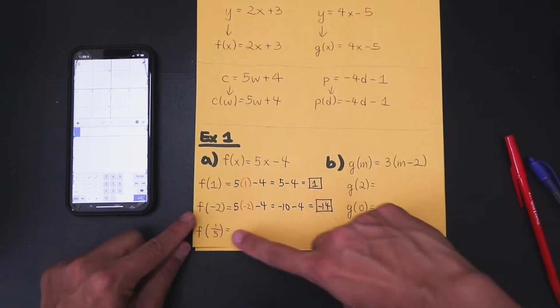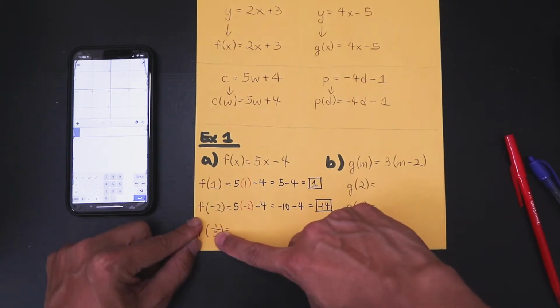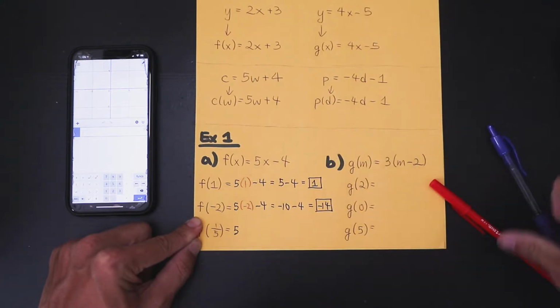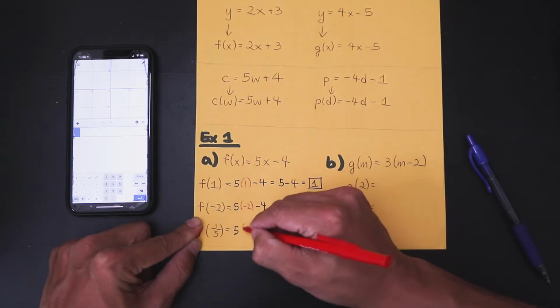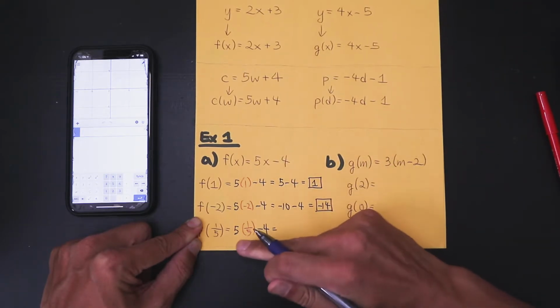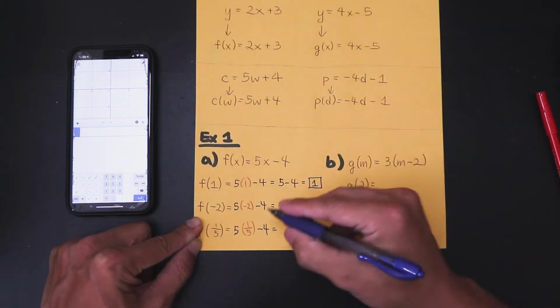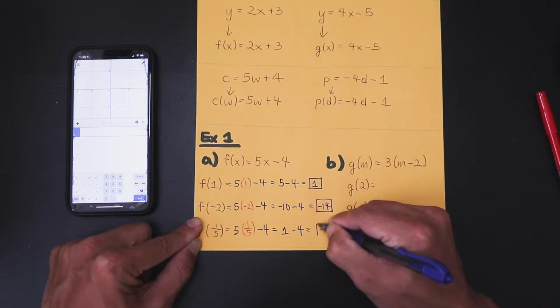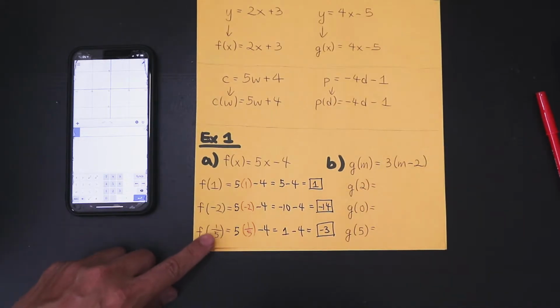Let's do one more. If f of 1/5, that means you're going to rewrite the function 5, and then instead of x, you're going to replace it with 1/5, and then minus 4. So 5 times 1/5, using a decimal calculator, you get 1, and then 1 minus 4 is negative 3. So therefore, when the input is 1/5, your output is negative 3.